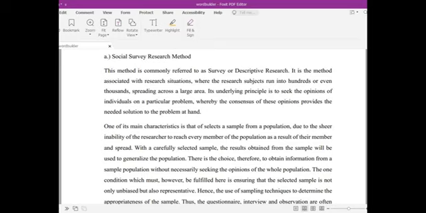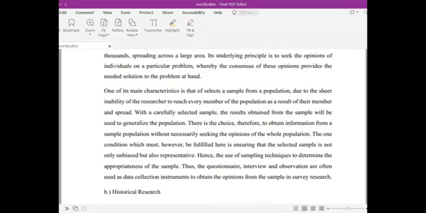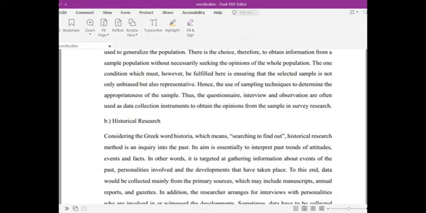There is the choice, therefore, to obtain information from a sample population without necessarily seeking the opinions of the whole population. The one condition which must, however, be fulfilled here is ensuring that the selected sample is not only unbiased but also representative. It has to be representative of the rest of the population. Just like taking out somebody for a quiz competition to represent the school. You don't just pick anybody. You have to pick the right person that will represent the school very well.